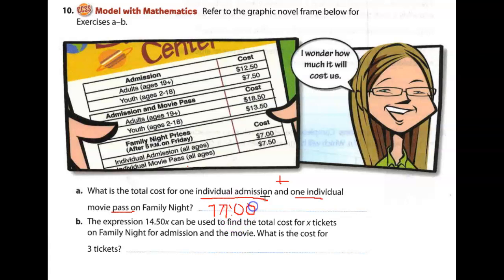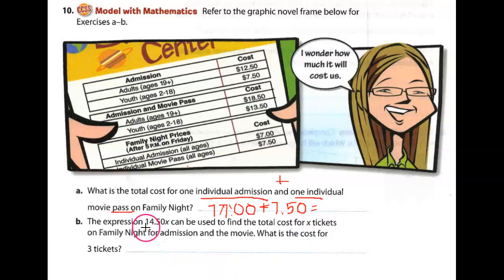$7. And I'm going to add it together to the movie pass, which is $7.50, right? So what is $7 plus $7.50? Well, whatever that is, it's going to be your answer for letter A.